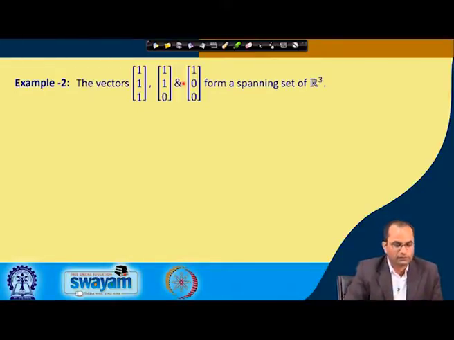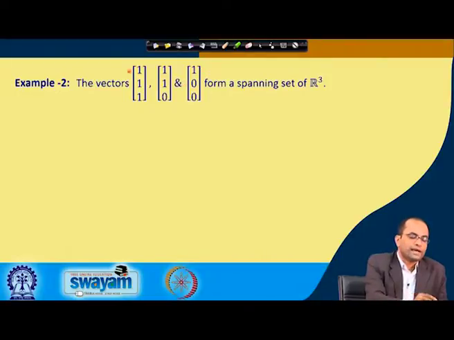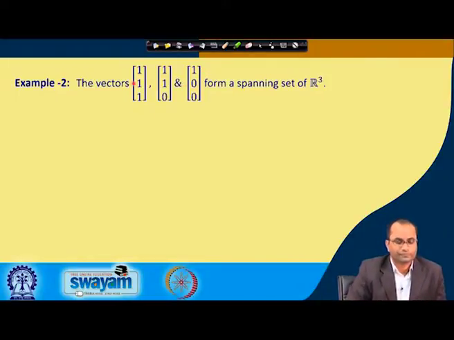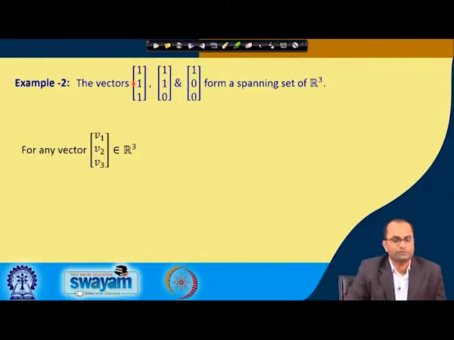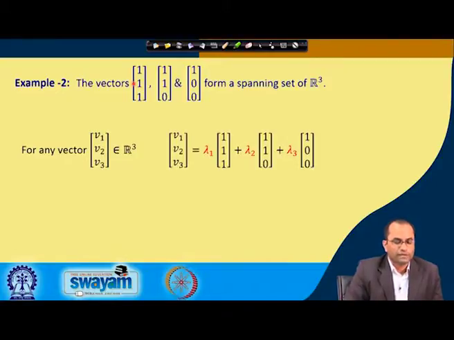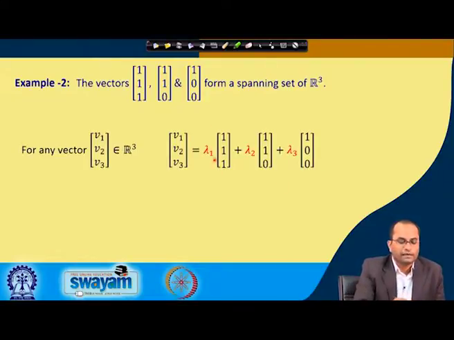So, this is another example where we will see that this set can also span R 3. That means any element of this R 3 we can write down as a linear combination of these 3 vectors. To see this, we will take a general vector v 1, v 2, v 3 from this R 3, and we will try to write it as a linear combination of the given vectors, meaning lambda 1 times the first vector, lambda 2 the second vector, lambda 3 the third vector.